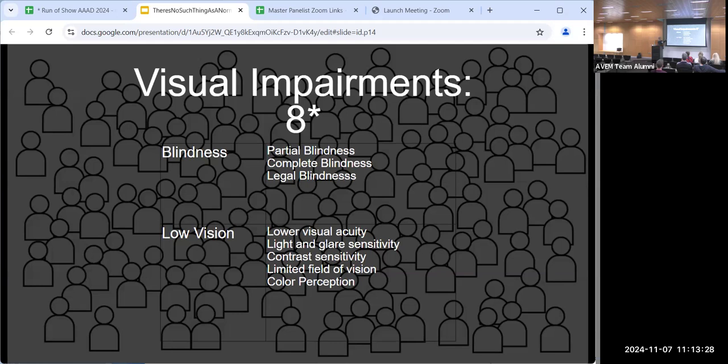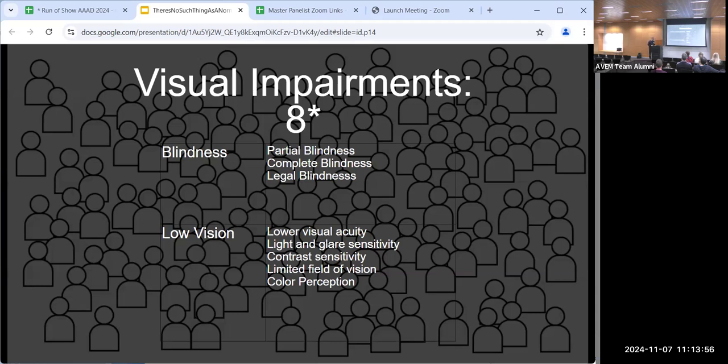There is a certain point between low vision and blindness where they get into what we call legal blindness, and that's just loss of visual acuity to a certain extent, to where it's not considered useful vision. At any rate, there are obviously a lot of different things that can be considered blind and also low vision: lower visual acuity, light and glare sensitivity, contrast sensitivity, etc.